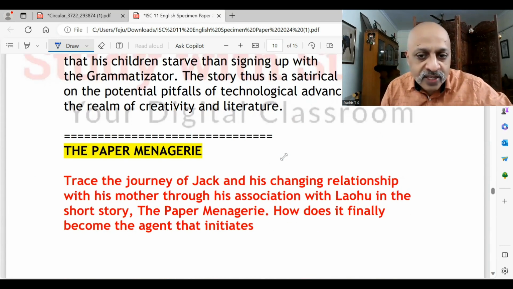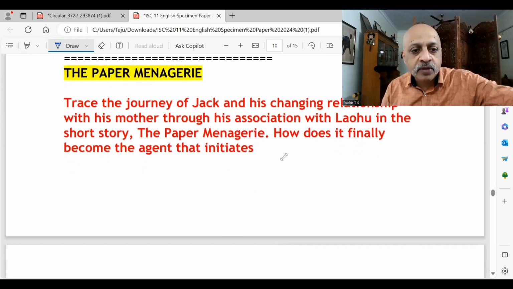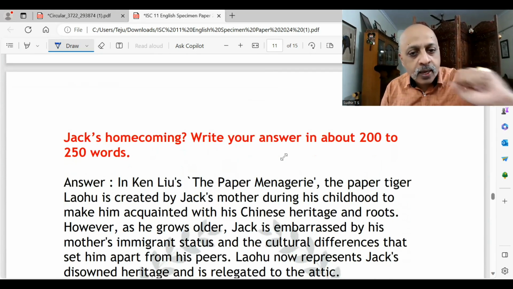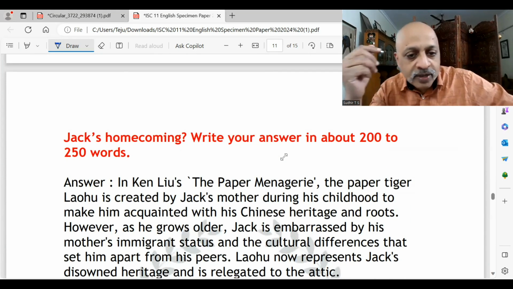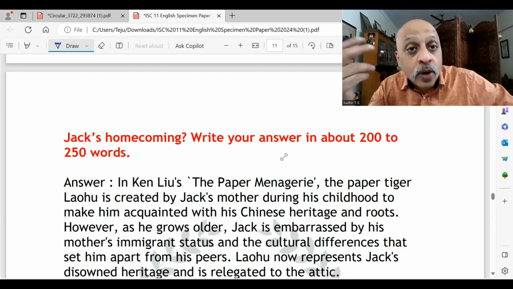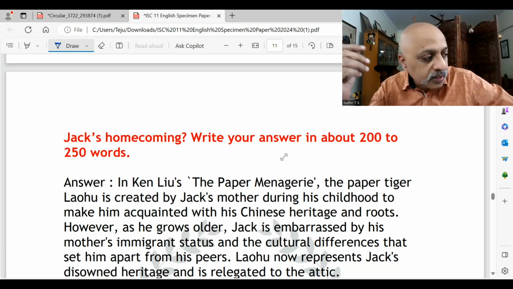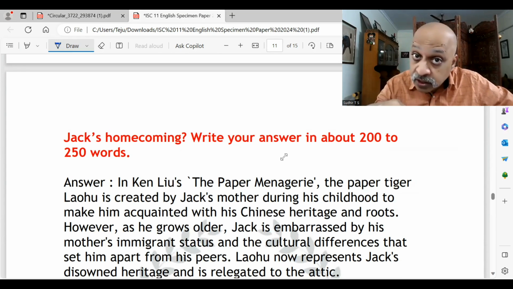Trace the journey of Jack and his changing relationship with his mother through his association with Lao in the short story The Paper Menagerie. How does it finally become the agent that initiates Jack's homecoming? Write your answer in 200 to 250 words. The paper tiger Lao is created by Jack's mother during his childhood to make him acquainted with his Chinese heritage background and roots. But as he grows older, he's embarrassed by the cultural differences because he's in the USA.